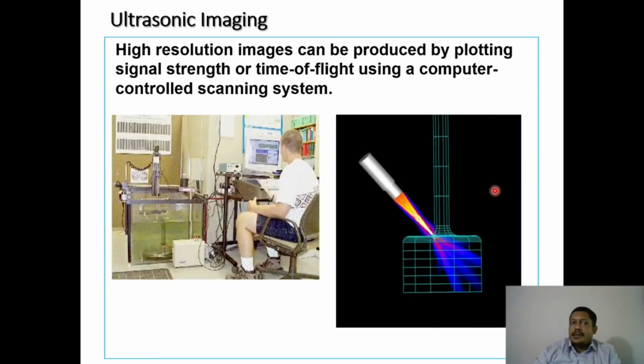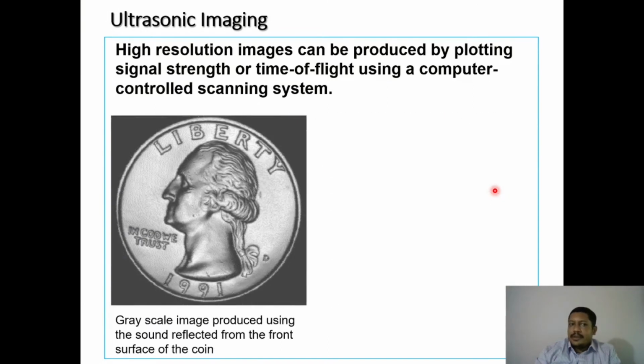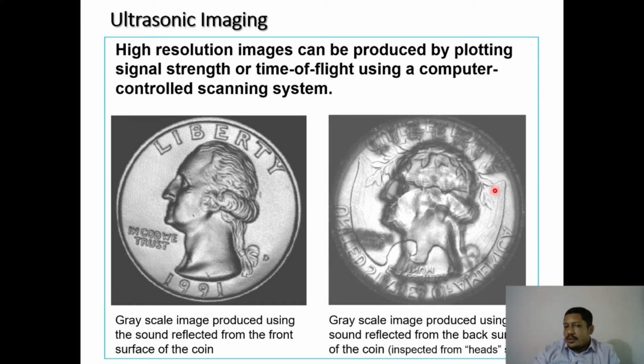Ultrasonic high resolution imaging can also be produced by plotting signal strength or time of flight using a computer controlled scanning system. You can see a grayscale image produced using the sound reflected from the surface of the coin. You can see where the defects are on the surface. These are some common NDT techniques used for identifying defects.